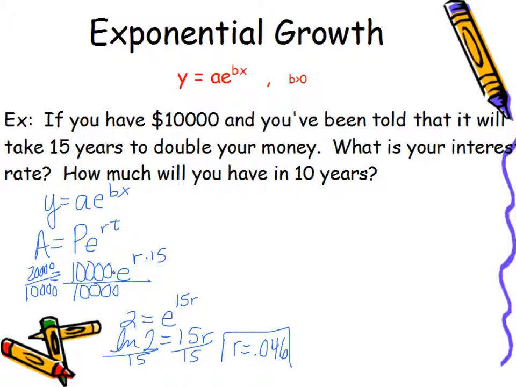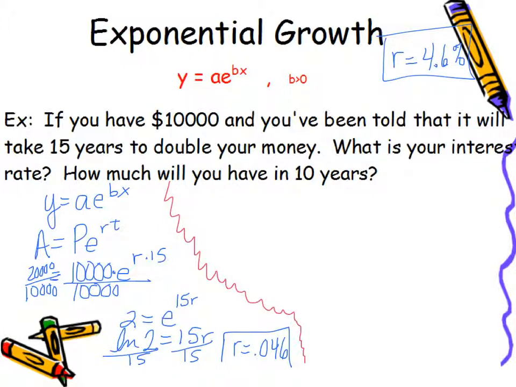Okay, so now we've answered the first question, what is your interest rate? Well, actually, I should really write my interest rate as a percent, and so my interest rate is actually going to be 4.6%. Okay, now that's the first part of the problem. The second part of the problem says how much will you have after 10 years?